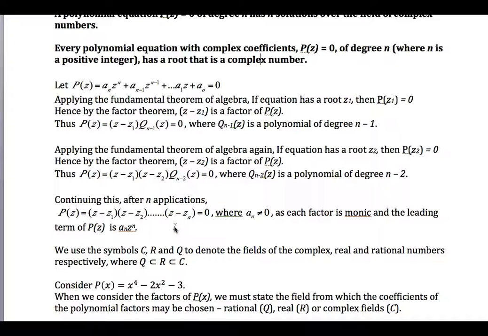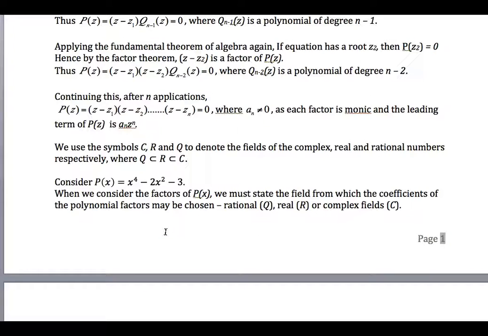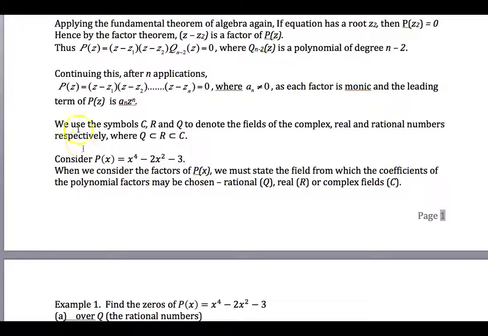If you kept continuing that process, you would end up with the polynomial in Z, if we fully factorized it: Z minus the first root, Z minus the second one, all the way up to Z minus the last root, equal to 0. You could completely factorize it out. That's what that's saying. Now, there are just some symbols here. Nearly done. We use the symbol C for complex, R for real, and Q for rationals to denote the complex, real, and rational numbers respectively.